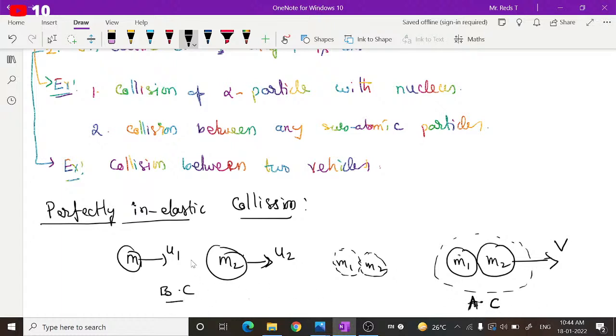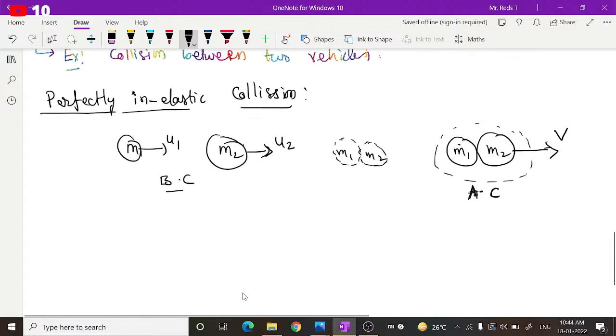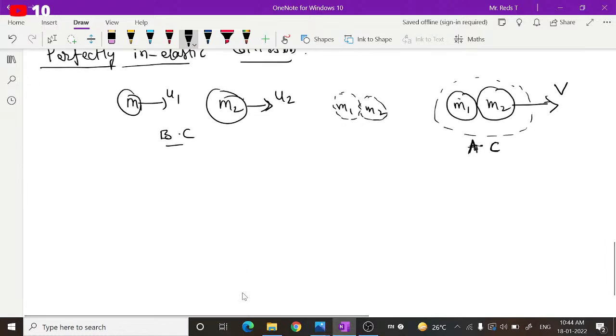AC means after collision, right? BC means before collision. They are moving with different velocities, but after collision, if the bodies stick together and move with a common velocity, a single velocity, such kind of collision will be called a perfectly inelastic collision. Write down this. Those who have not copied, it is called a perfectly inelastic collision, right?